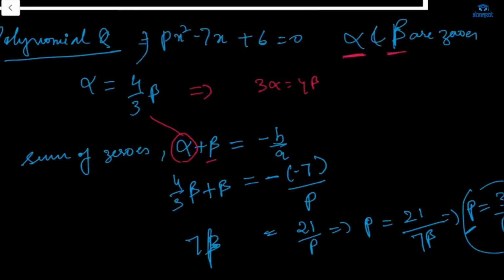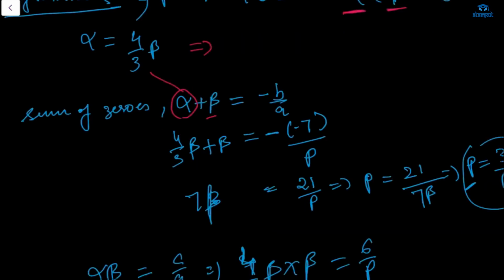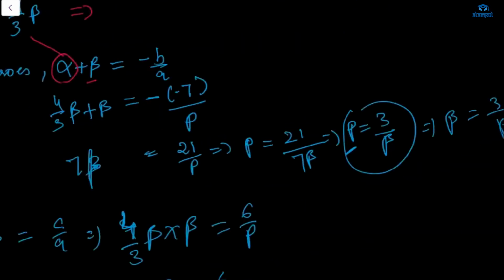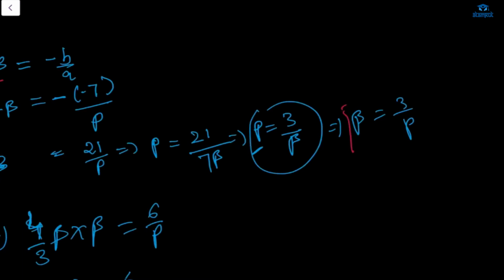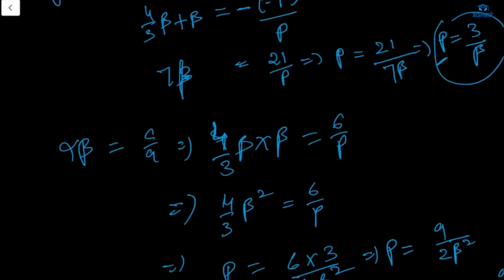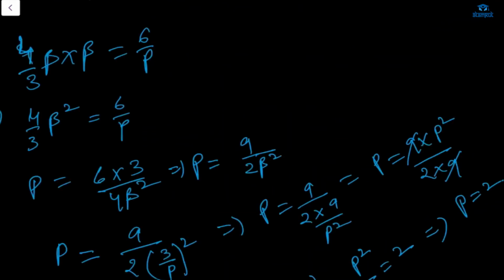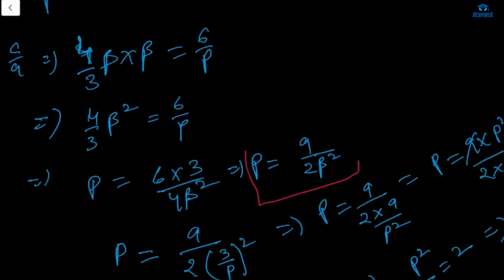Okay, understood? Now, wherever you are solving, instead of alpha, you are going to write 4 by 3 beta. And in place of beta, only beta will be there. So now we have formed the first equation here, that beta is equal to 3 by P. Okay, we have got the value of beta, that is 3 by P. And from here, from the product of alpha and beta, we have got C by A. Okay, so on solving, we'll get P is equal to 9 by 2 beta square.